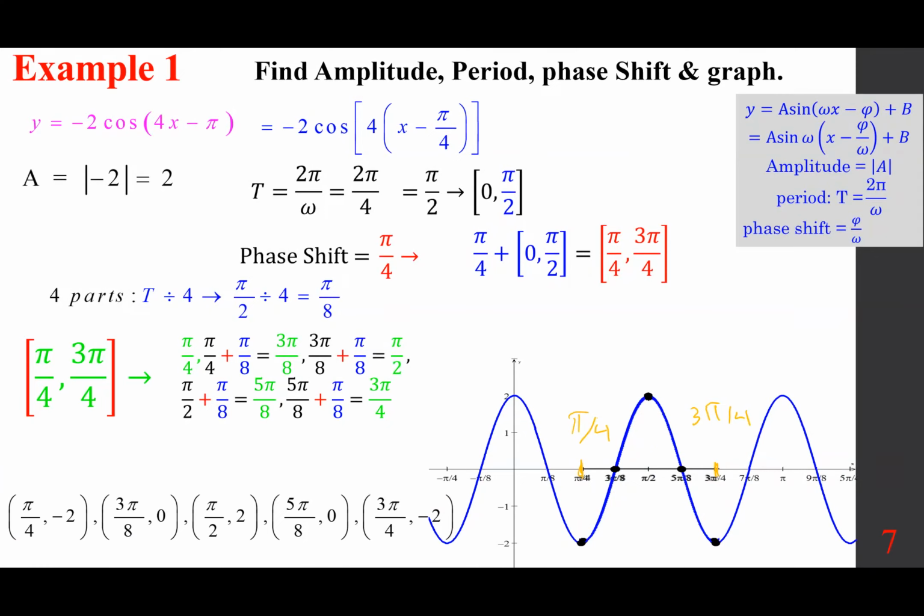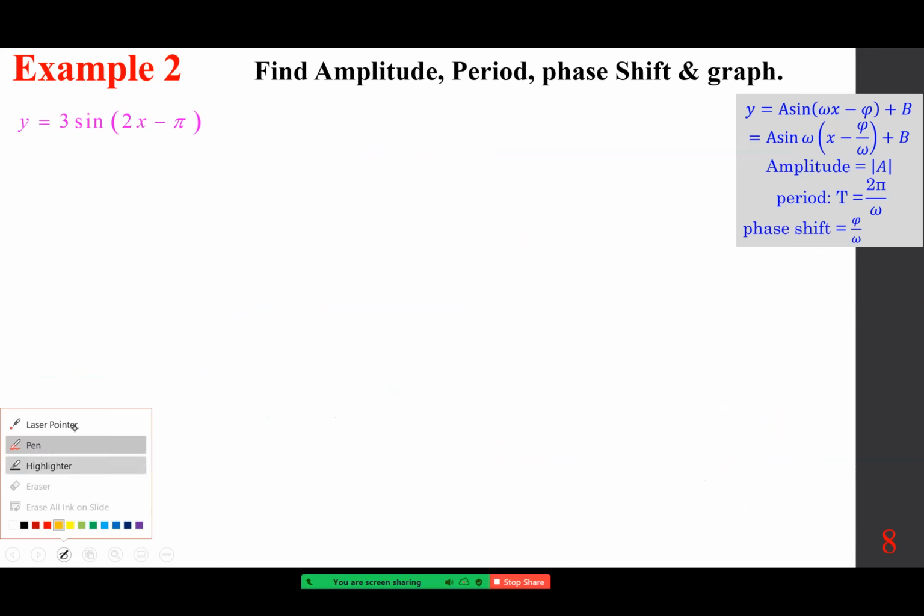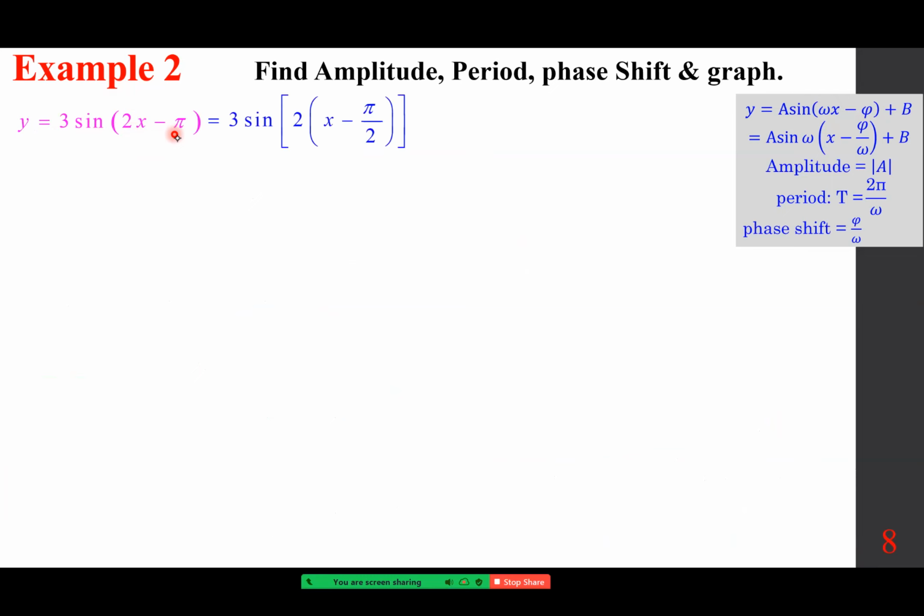Let's look at another example to make some more sense out of this. Again, the very first thing we must do is to take the 2 out. So 3 sine 2 times x, and this becomes minus pi over 2. Why do we do that? First of all, the amplitude is 3. Secondly, the period is 2 pi divided by 2, which makes it pi. And then the phase shift is pi over 2.